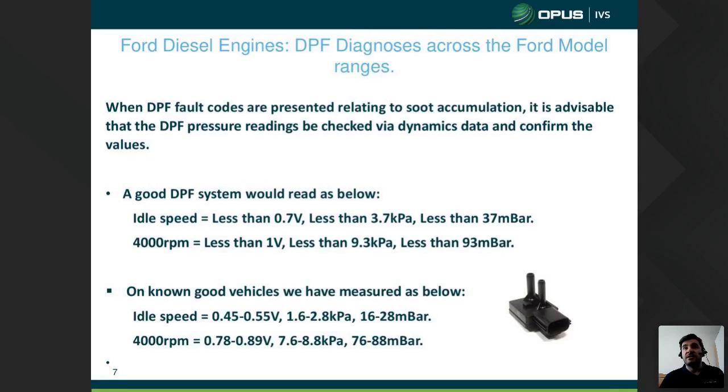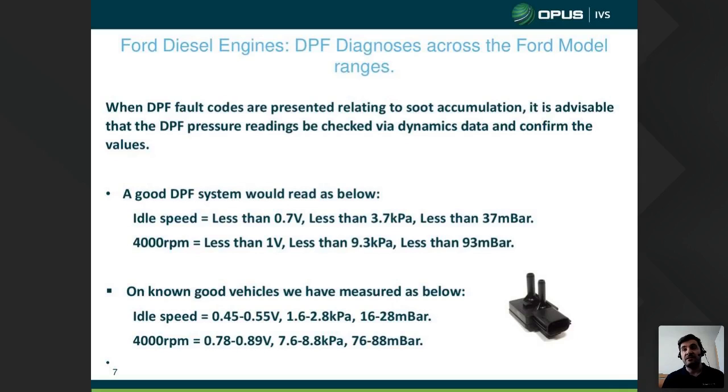When DPF fault codes relating to soot accumulation are presented, it is advisable that the DPF pressure sensor readings be checked via dynamic data to confirm the values. Below you'll see some of the values that we've written down. Those are values that you should see on a known good vehicle, and the second set of values are the values that we've taken off known good vehicles ourselves. As you can see, at idle speed you've got voltages, kPa, and in some cases millibar, and at 4000 RPM, again voltages, kPa and millibar.